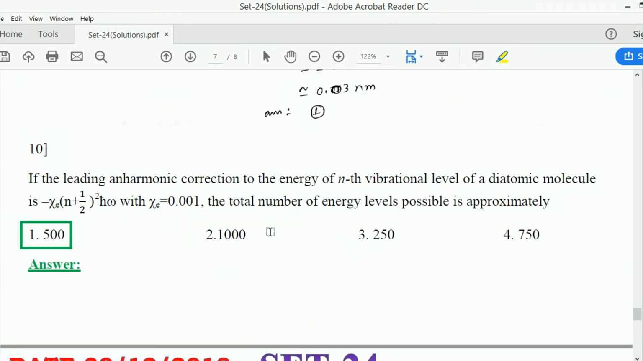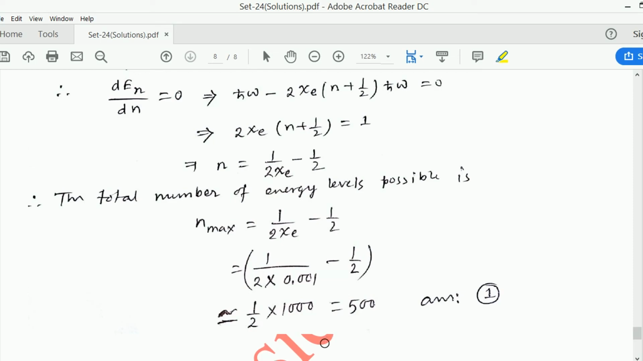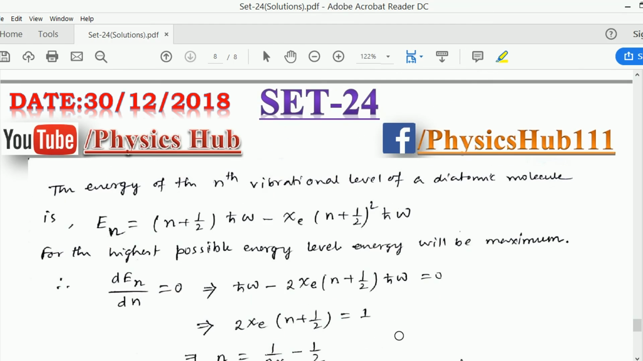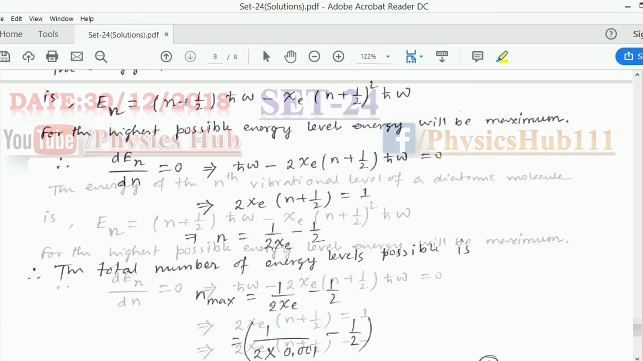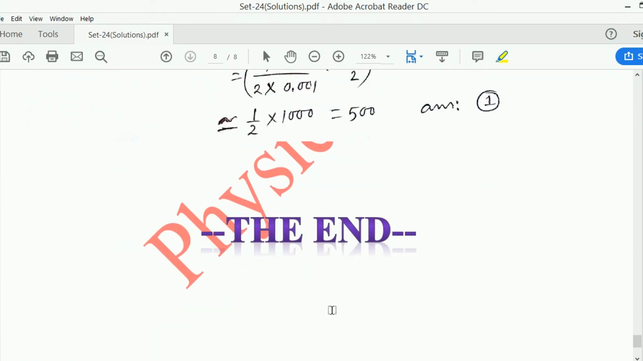And chi_e is given to be 0.001, so we just put the value of chi_e here and we get n maximum equal to 500. Look, with respect to this term, half is quite negligible, so we just kept the first term and we got 500, and it matches option 1. So option 1 is the correct option, and this is the end.